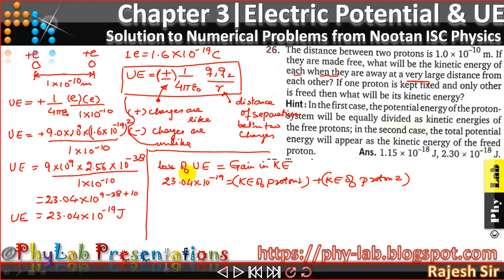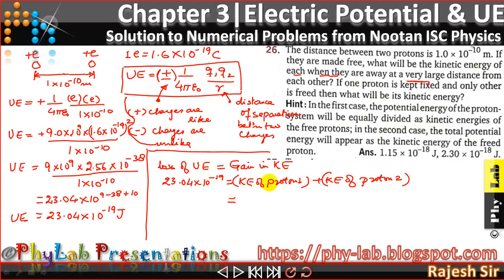So how much potential energy do I have to lose? I have to lose 23.04 into 10 to the power of minus 19 joule of potential energy. And who is going to gain this potential energy? This potential energy will be gained in the form of kinetic energy by both the protons. So this will become the kinetic energy of one proton and the kinetic energy of the second proton. Now since they are separated apart by an infinite distance, the entire potential energy will get lost.